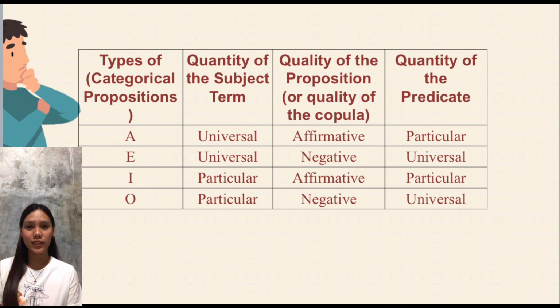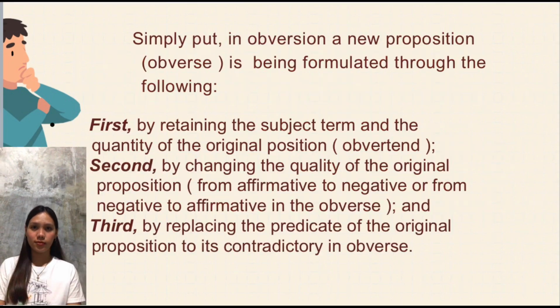In terms of quantity, the proportion of the subject term about which the proposition makes a claim, only two proportions matter in categorical logic: all and less than all. If the whole subject class is referred to, the statement is called universal. If less than the whole is referred to, the statement is called particular.